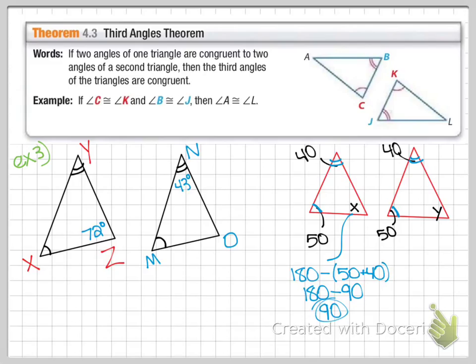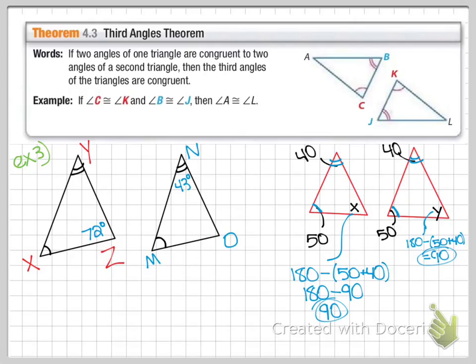If you were to work that out for this triangle too and solve for y, you would get 180 minus 50 plus 40. So you would get 90 again for this angle. That shows you why the third angles theorem works. If two angles in a triangle are congruent to two in another triangle, then the third angles have to be congruent too.